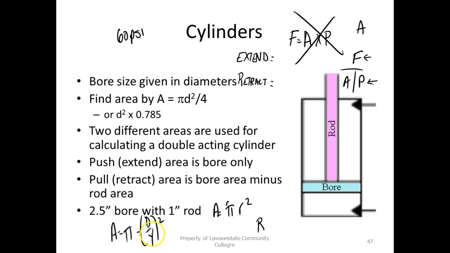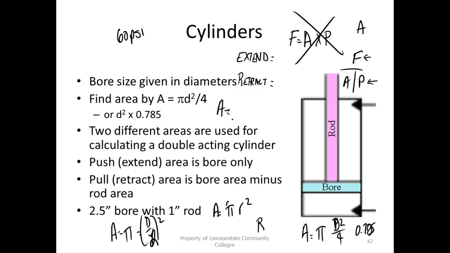And then if we square them, we could also say the area is equal to pi, and we square both of that. That's going to be d squared over 4. And then we can take pi and divide it by 4, and it gives us 0.785. So this is the formula we normally use.